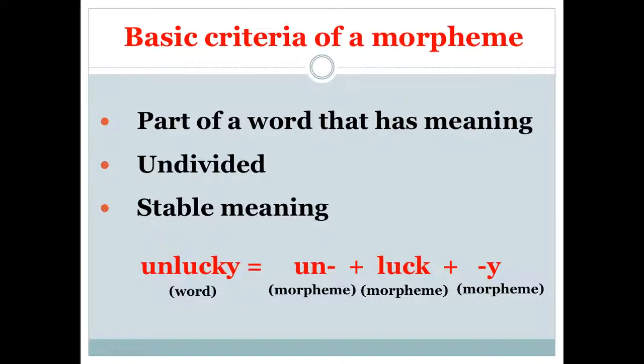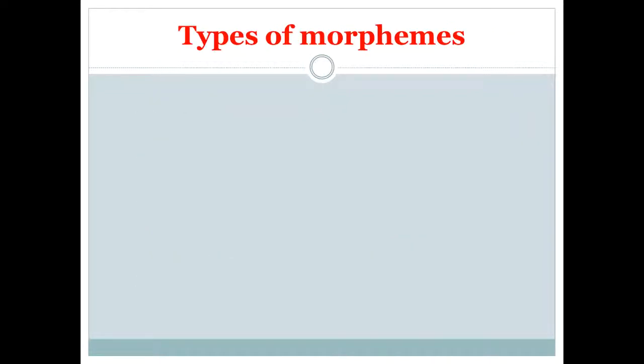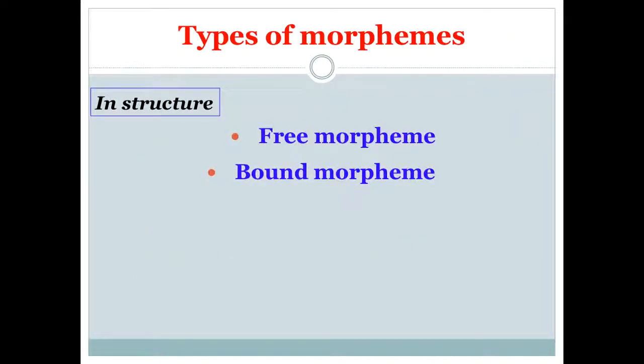Looking at the example, we can see that among these three morphemes, morpheme luck can stand alone to form the word luck, but un and y cannot. So, luck is called free morpheme. Un and y are bound morphemes. Free and bound morphemes are two types of morphemes that are divided structurally.